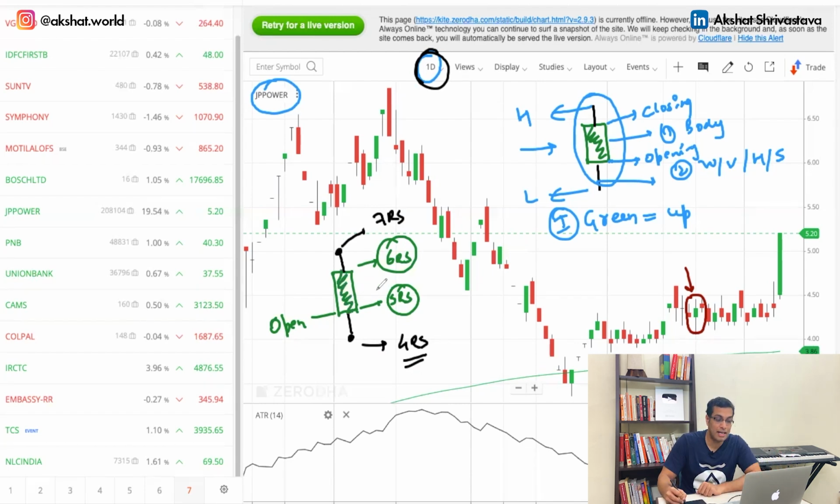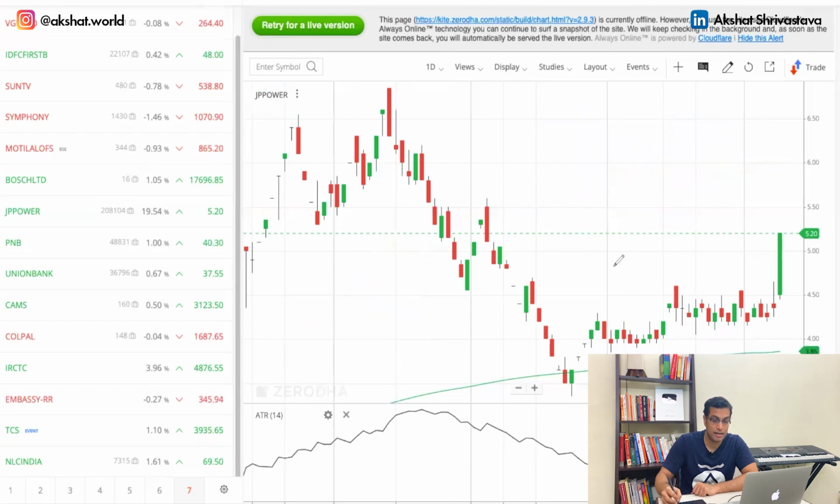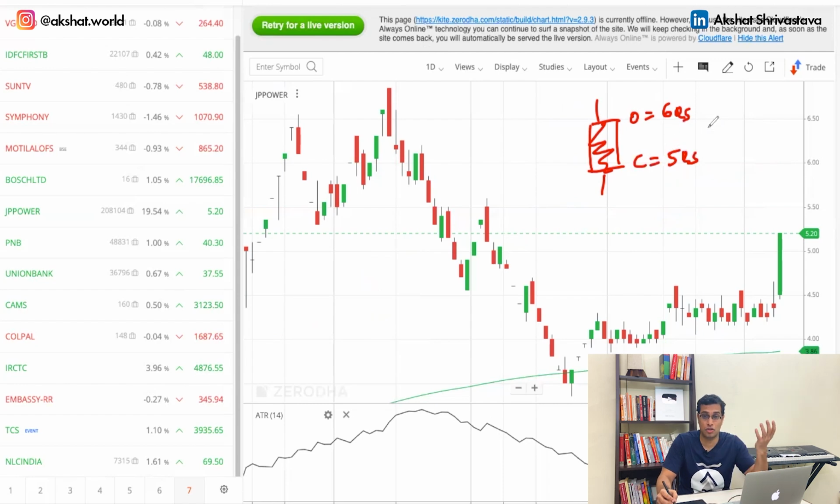Now, if you're seeing a green candle, it means that the stock price closed at a higher level compared to the opening price. If you see a red candle, so let me draw a red candle. If the stock price opened at, let's say, 6 rupees and closed at 5 rupees, what does this mean? It means that the stock lost money, right? So therefore the candle is represented as a red candle. I hope all of us get this point.